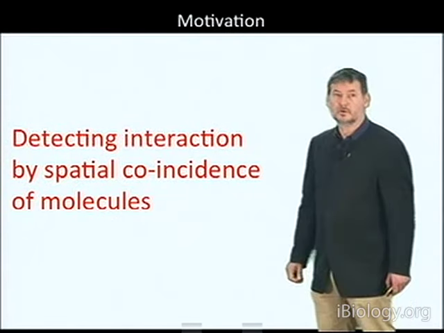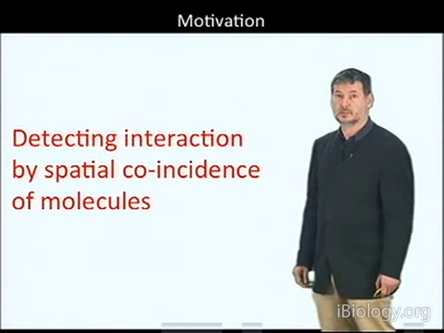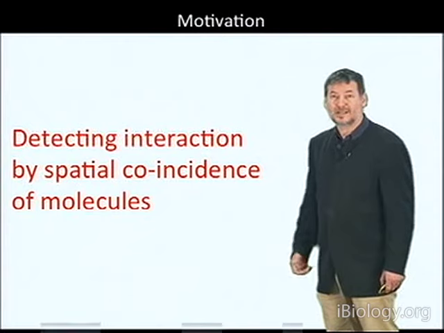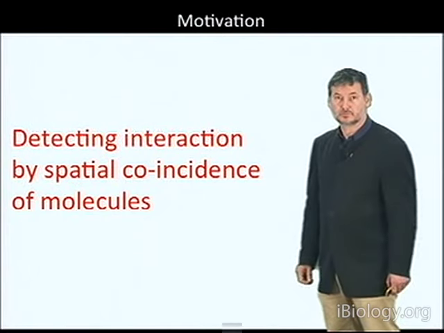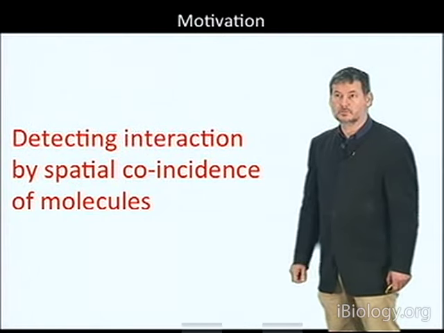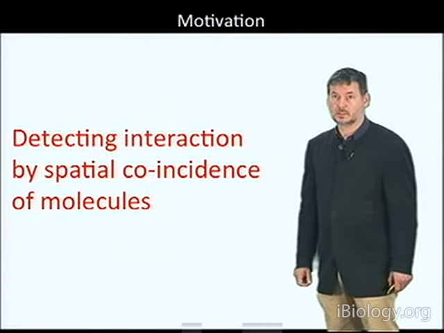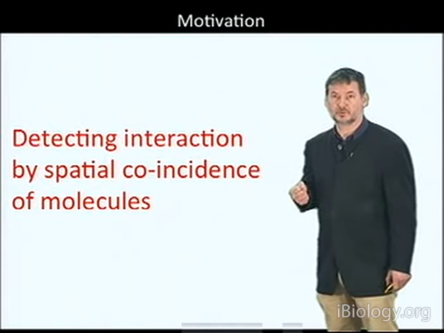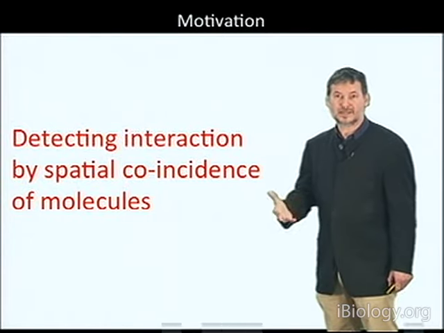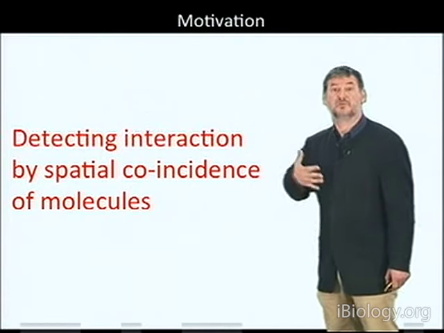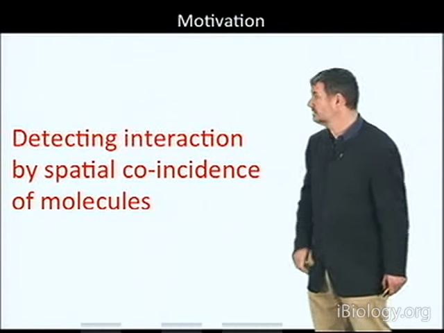So the idea of using Forster Resonance Energy Transfer to measure molecular interaction is based on detecting coincidence of molecules. Normally, when you want to detect interactions of molecules in, let's say, a biochemical experiment, you pull down one of the molecules and you look what comes along. So it's kind of a direct measure of interaction. In this case, we basically look at interaction or infer interaction by coincidence in space.